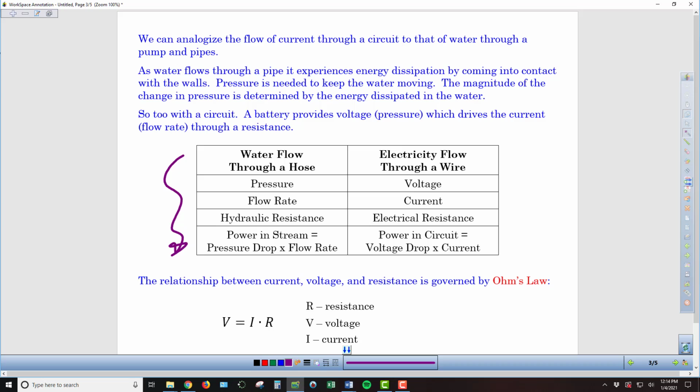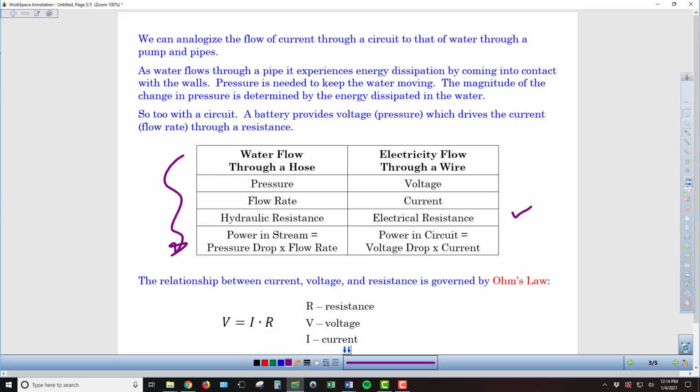The flow rate of the water in the hose is the equivalent of the current that's flowing through the wire. The hydraulic resistance that I mentioned, so the drag on the water flowing through the pipe, is the equivalent of the electrical resistance, whether that's a resistor or some other type of load that's within the circuit. And then the last thing is the power.